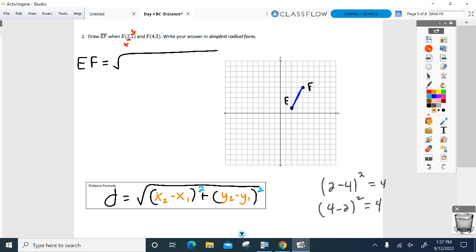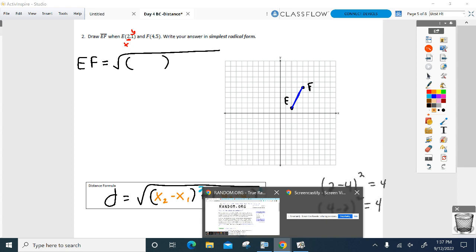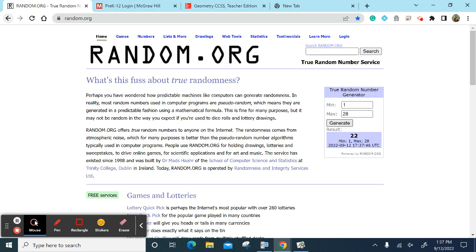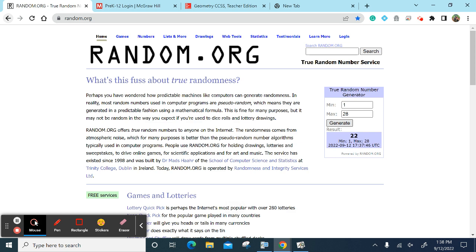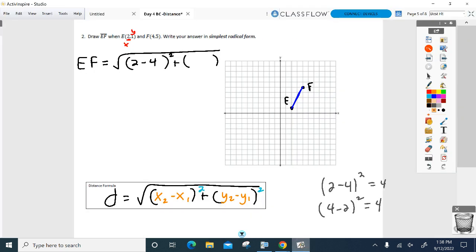Here we go. Inside the first parenthesis, the x values squared. I already went over this, but just to make sure we're good. What are my x values of E and F? So 2 minus 4, all squared, plus, do the y values now. We just proved order doesn't matter. So what are my y values you want me to subtract? 1 minus 5, all squared.